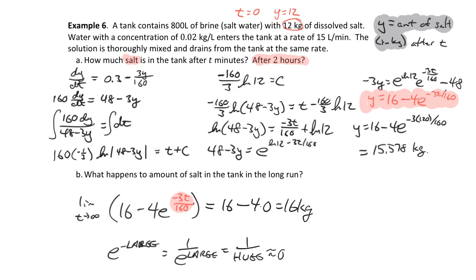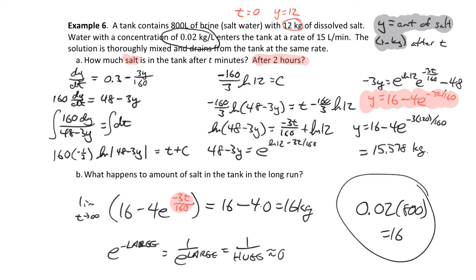Now this actually makes sense. The reason is that if you imagine that the water in the tank to begin with is blue, and the water that we're adding is red, over time it'll turn more and more purple, and then it'll change to red. It'll become all red. And the red then has a concentration of 0.2 kilograms per liter. If you multiply that by 800, you get 16 as well, which makes sense because the original solution has been replaced by what we're adding to it.